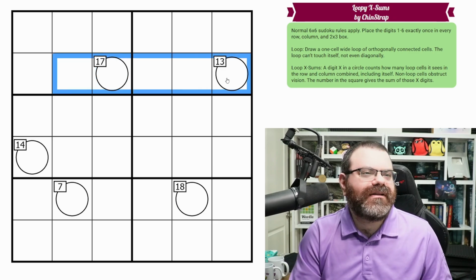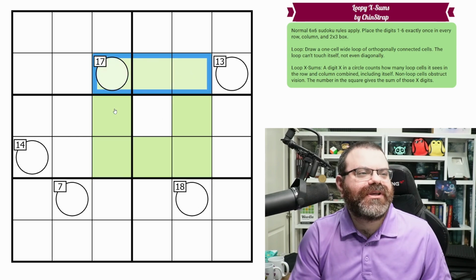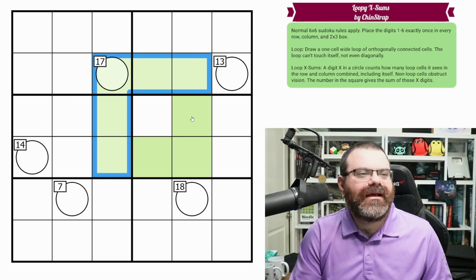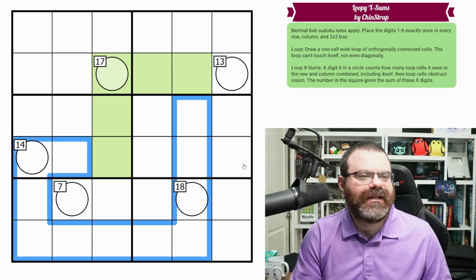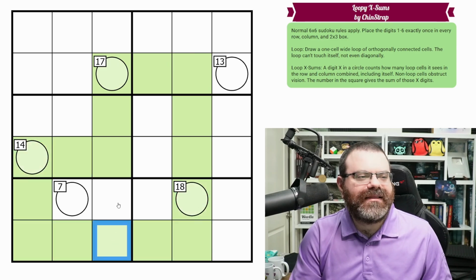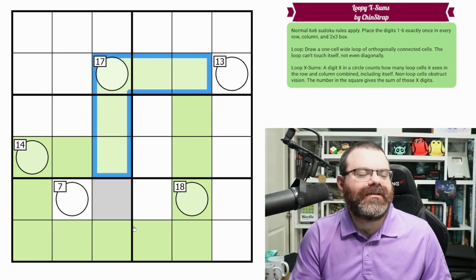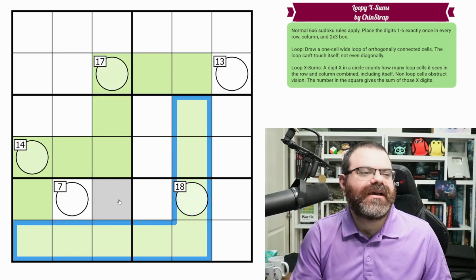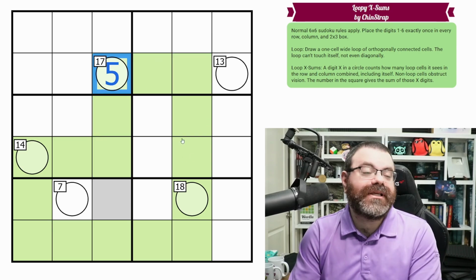So for example, let's just draw a simple, really tiny loop here. If we were to count, we'd have 1, 2, 3, 4, 5 cells, including itself, that this circle can see. If we were to continue the loop like this, it does not see this cell because you can't see past non-loop cells. So you don't have to worry about some global condition of what if it comes back around. It's going to be these 5 alone that count towards the count. And so that count goes in the circle.